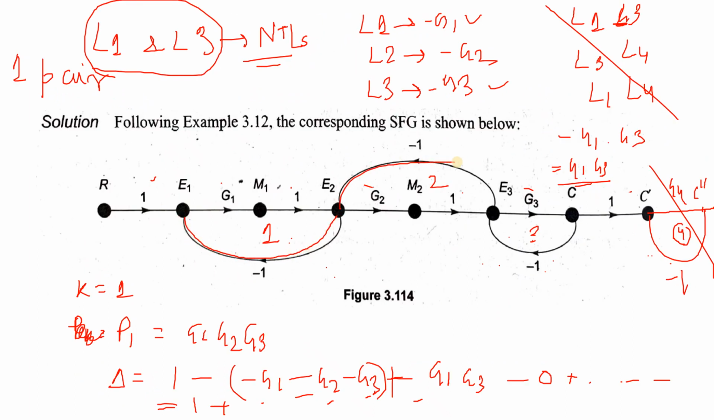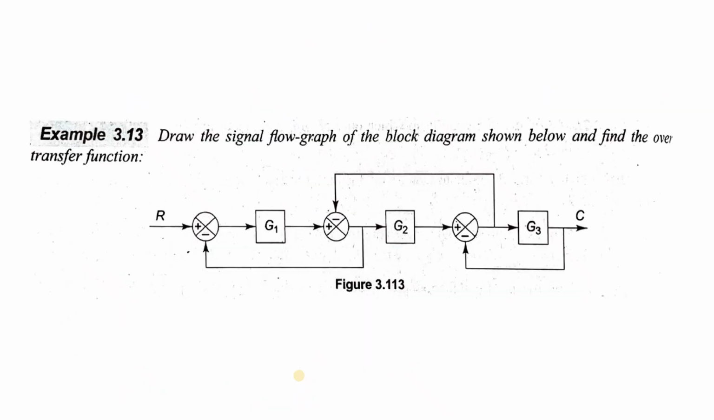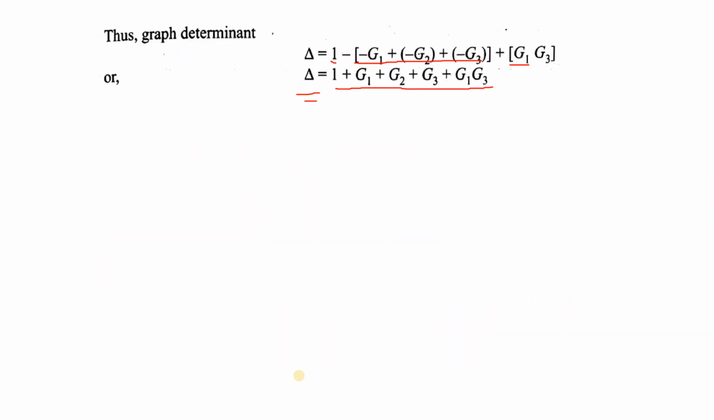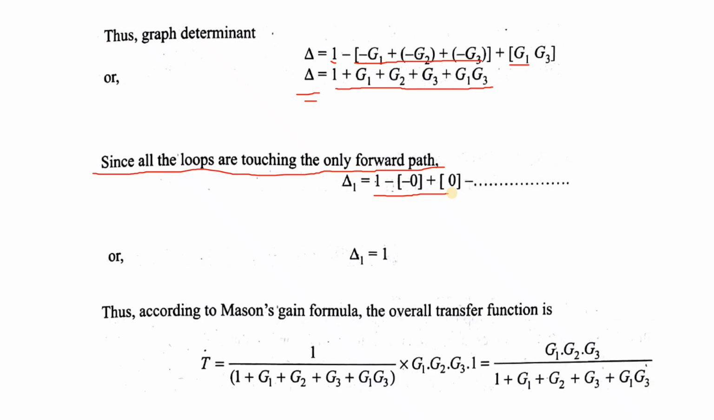So we have only one forward path, so all the loops are touching the forward path. All the loops are touching the forward path. So that means it is not possible to calculate the delta for forward path 1 and we will neglect all the loops of the forward path 1. So if we neglect all the loops of the forward path 1, बाहर कोई loop है ही नहीं. Okay, so it will be not 0, it will be 1. The value will be 1. 1 minus 0, because 1 is there. इसलिए यहाँ पर है delta 1. Since all the loops are touching the only forward path, so it will be only 1.